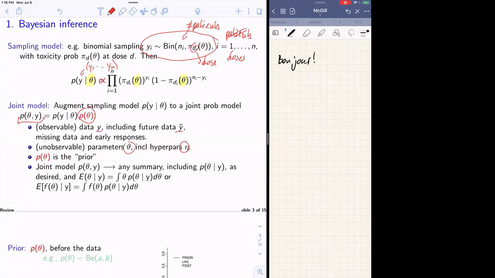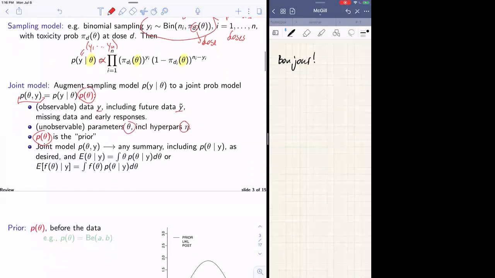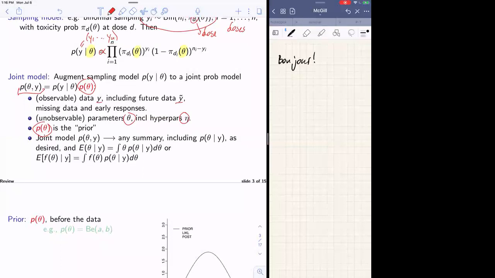That marginal on the parameters that we use to augment the model is known as the prior, because that is the probability distribution of the unknown parameters before you see the data. Multiplying that with the likelihood gives the joint model. And once you have a joint model, everything else flows from it. In particular, the joint model implies the conditional of P of theta given Y, which is known as the posterior.